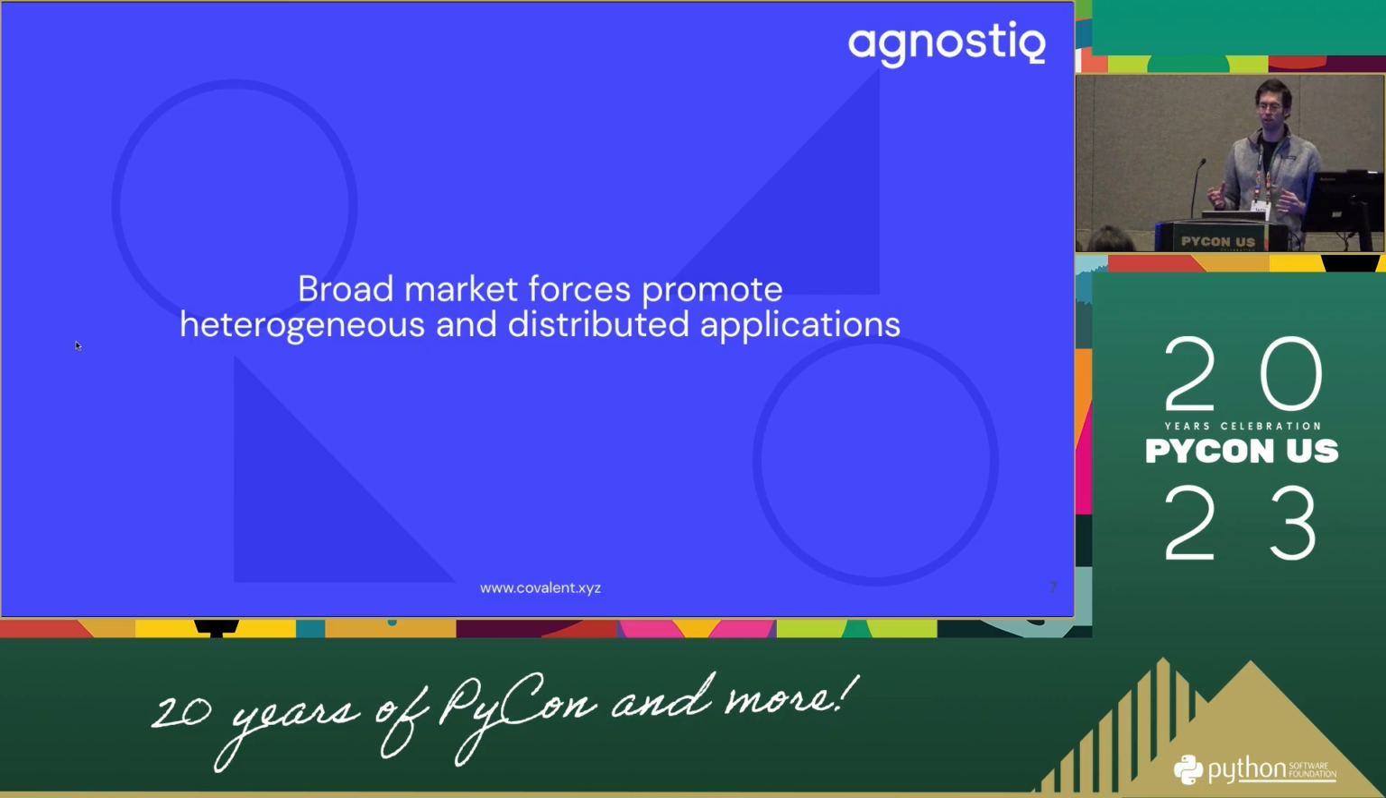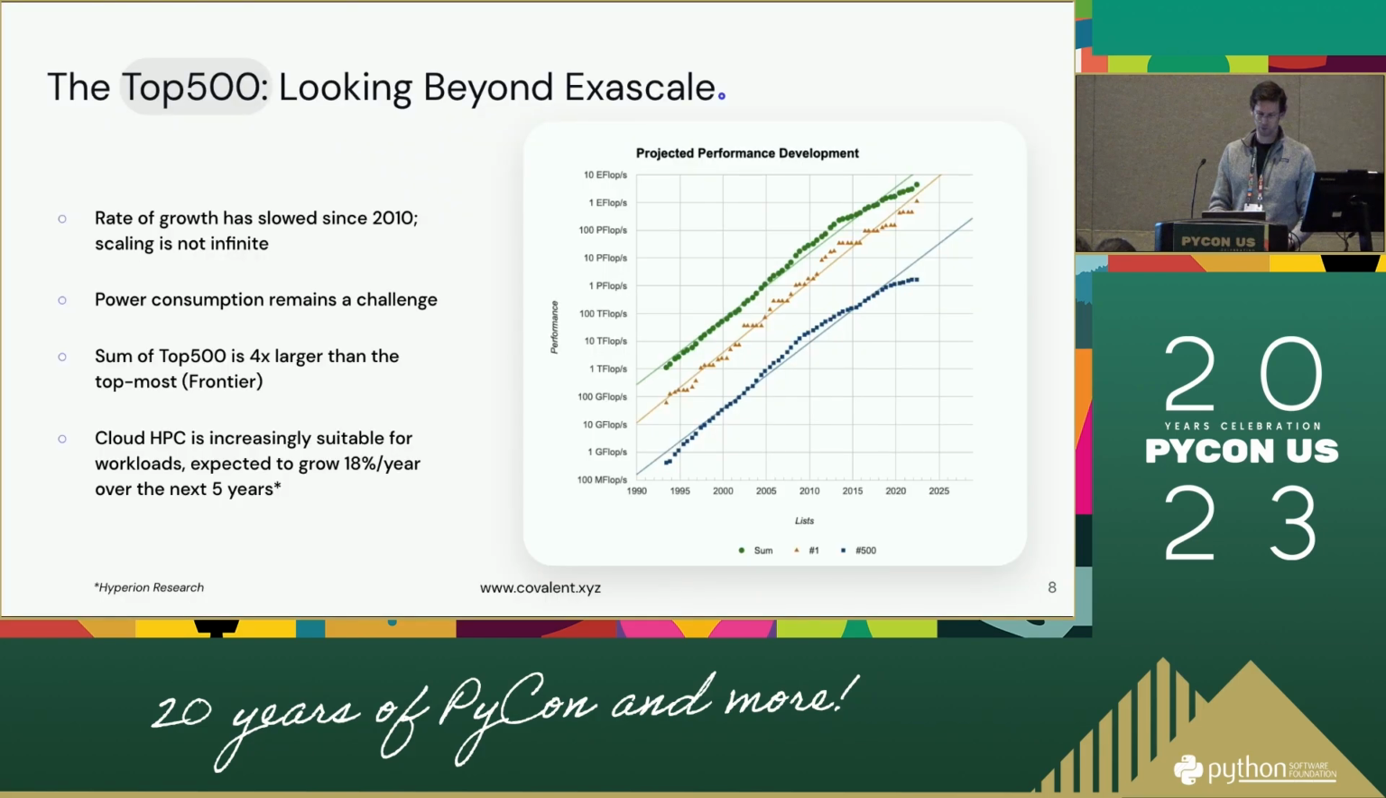So there are a few different broad market forces that are promoting heterogeneous as well as distributed applications. So how many of you are familiar with the Top 500 list for supercomputers? A handful. So the Top 500 is a ranking of all of the supercomputers in the world. It's been compiled twice a year for a very long time now. And this is important to understand because it gives us an insight into where things are going in distributed computing.